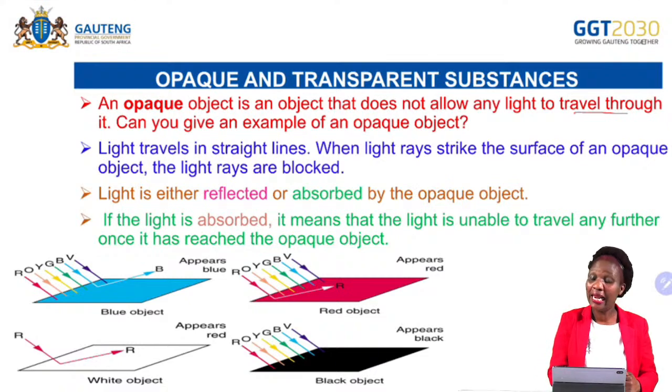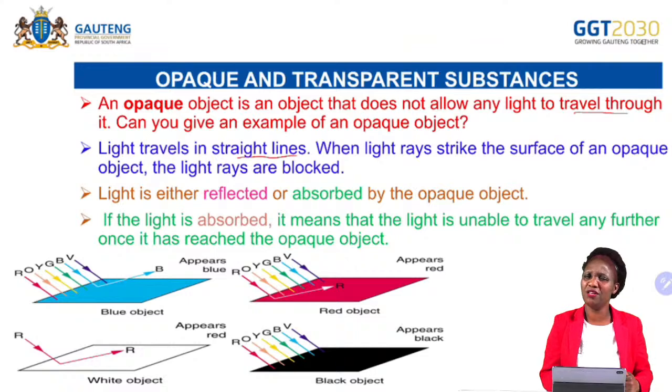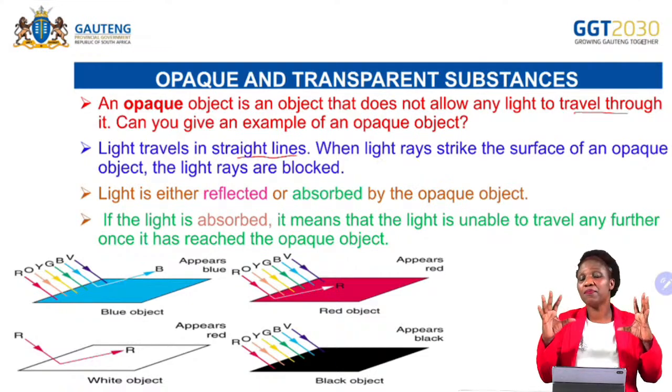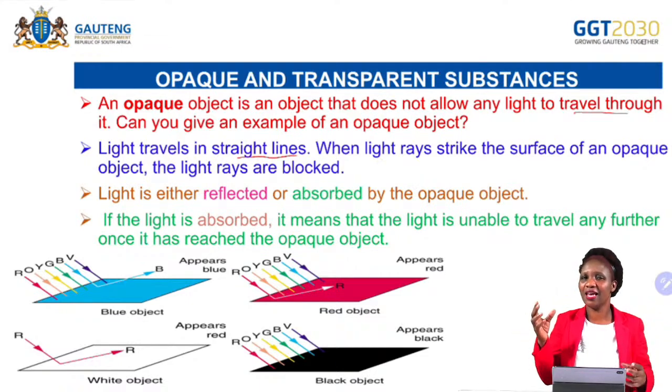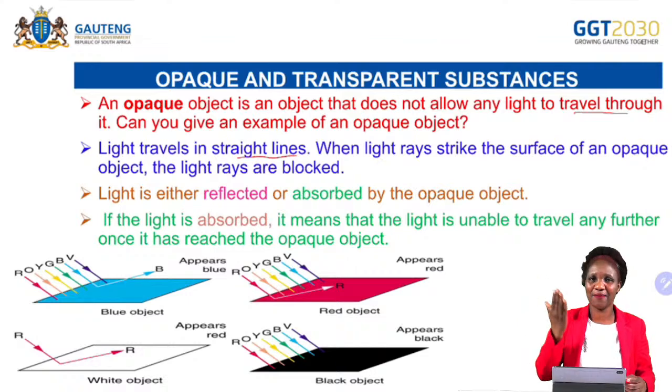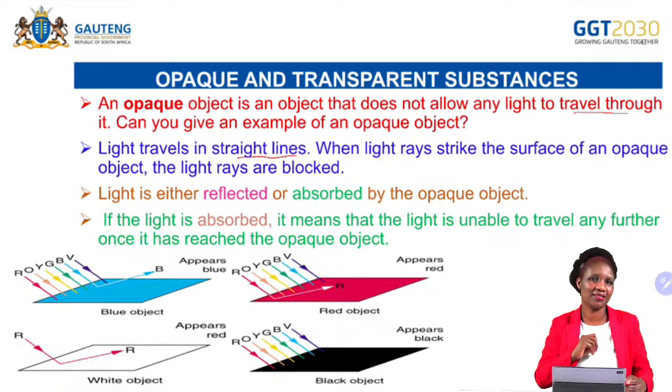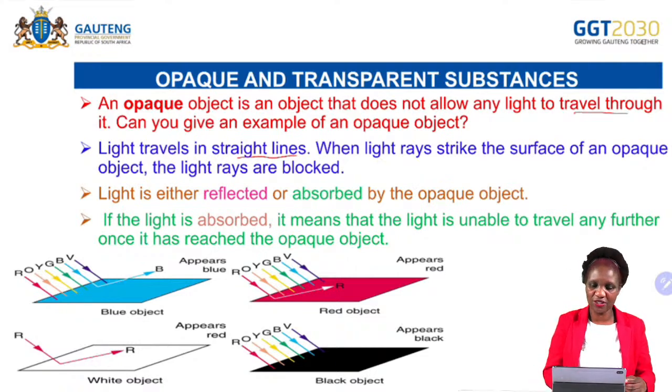And then, light travels in straight lines. What do we mean if we say light travels in straight lines? If you look, maybe you are in a forest and you see light coming in. You will see it coming in straight lines. It travels in straight lines. Do you get it? That's very good.